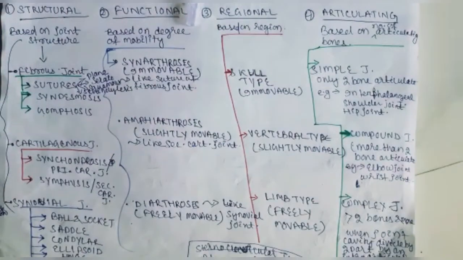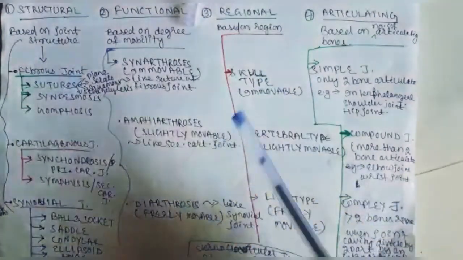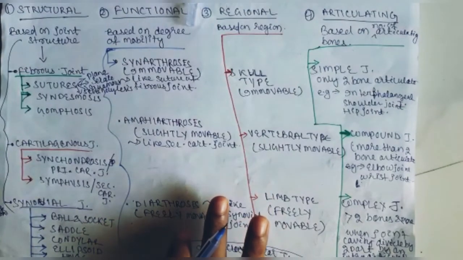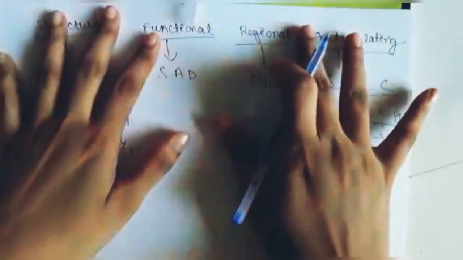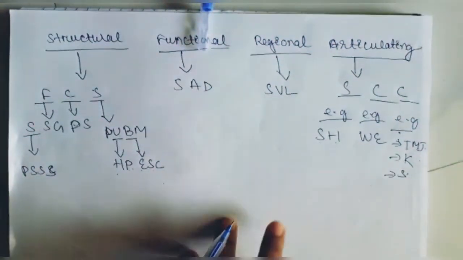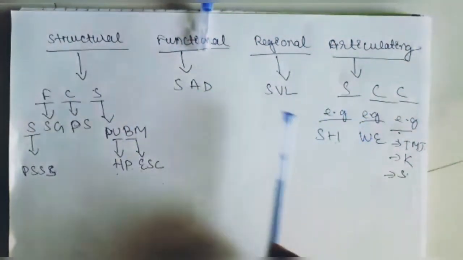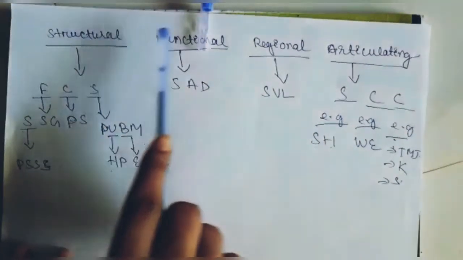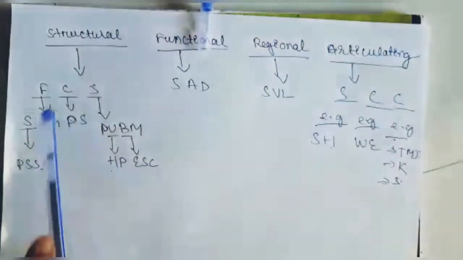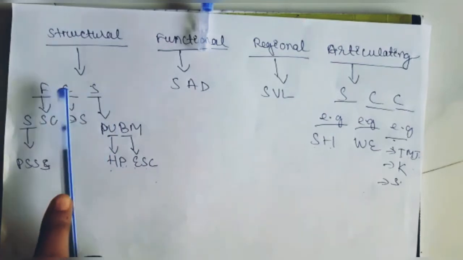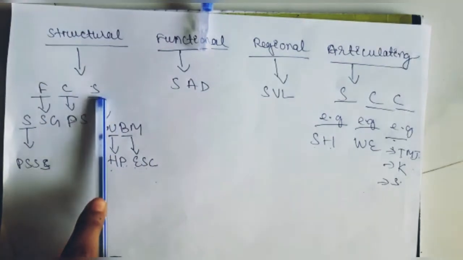For better understanding, to remember all the joints, I have written a flow chart, and along with that I'll explain it here. If you are able to remember all the joints, you can follow these rules. Here is structural, functional, regional, and articulating. Structural is again divided into three parts: FCS, fibrous joint, cartilaginous joint, and synovial joints.